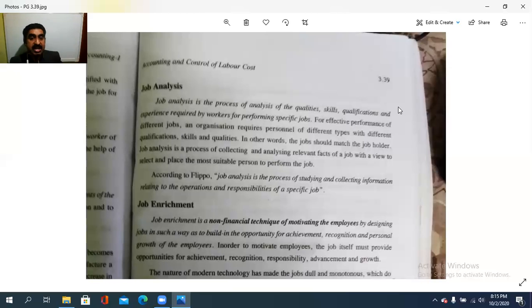So, analyzing a job means what? Collecting and analyzing the relevant facts of a job. What are the main things of a job? Collect them and analyze them. So that with a view to select the most suitable person and place them in the appropriate area in order to perform the job. Therefore, according to Flippo, job analysis is the process of studying and collecting information relating to the operations and responsibilities of a specific job. So that is the job analysis, analyzing a particular job.